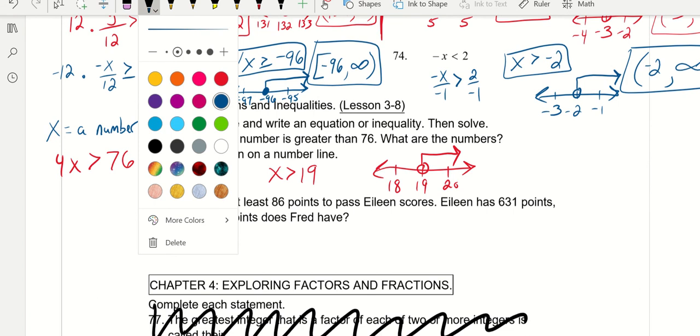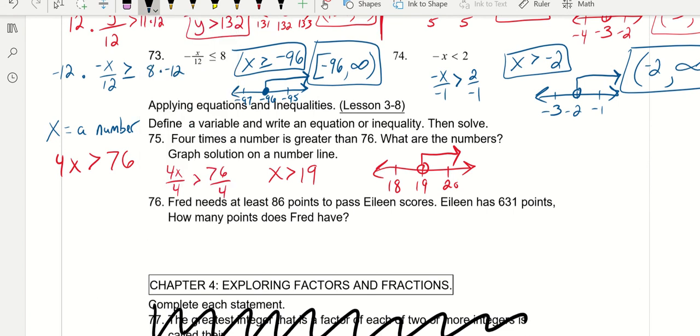Fred needs at least 86 points to pass Eileen's score. Eileen has 631 points. How many points does Fred have? Okay, so to pass Eileen. It doesn't say he's 86 points down. It says to pass Eileen, he has to get 86.